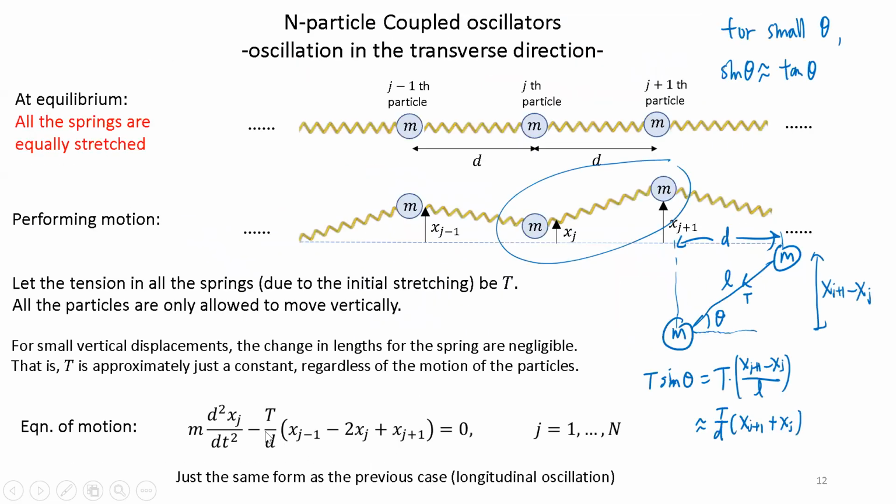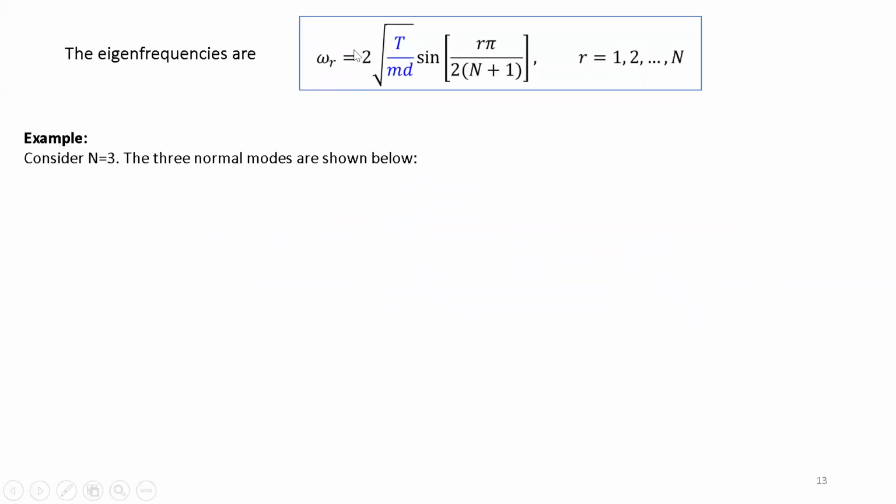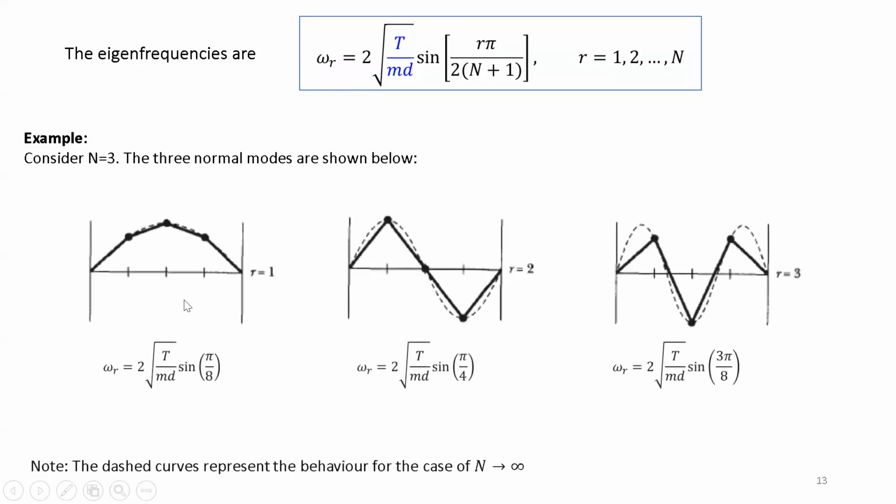Okay, so because of the exact same mathematical equations, we know that the answer for the eigenfrequency is the same, like this. So now, if I just try to show you some pictures, for a simple case where n equals 3, the three normal modes will be looking like these. When r equals 1, this is the oscillation mode. So you can imagine what's going on.